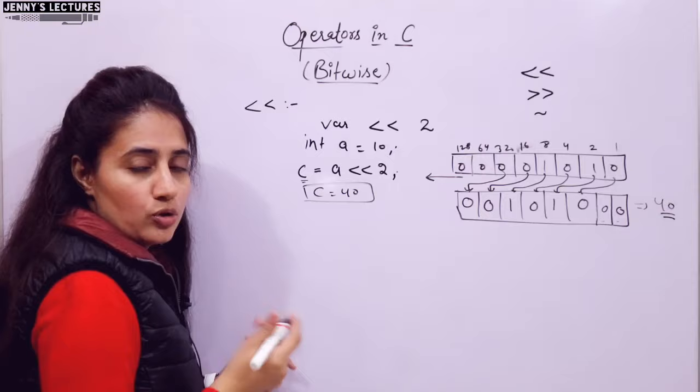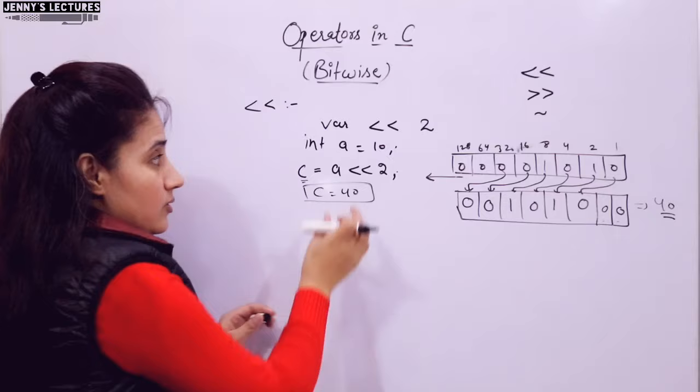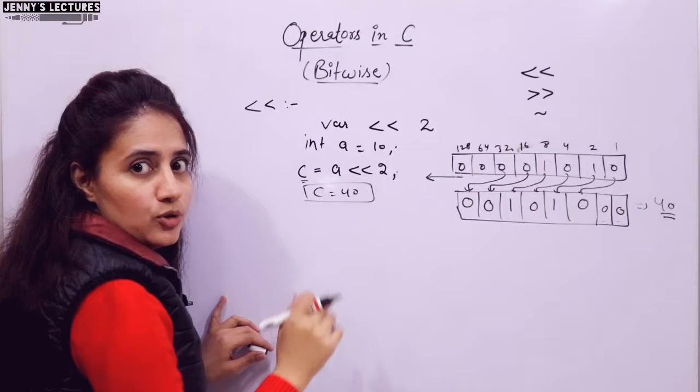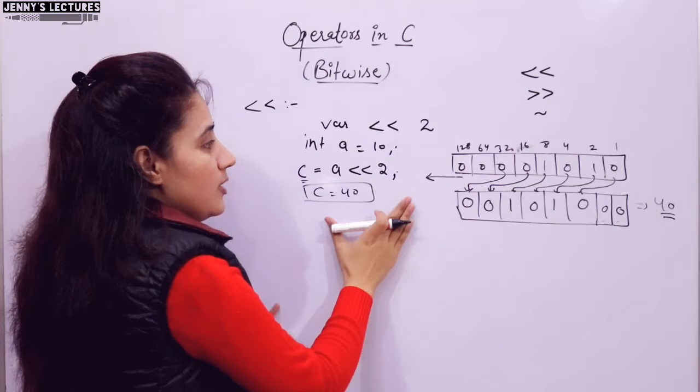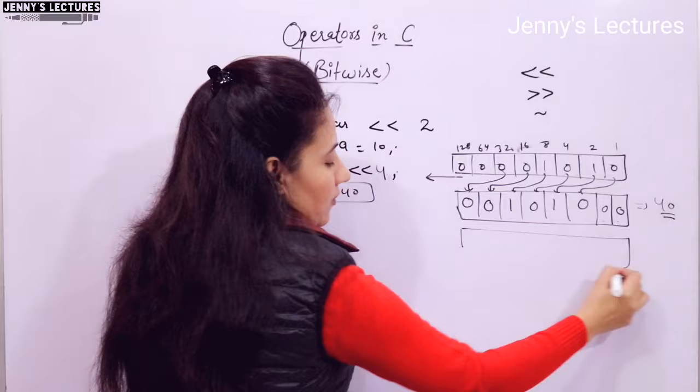And if you print a also, a has also been updated and that is also 40. Or you can tell me if I am wrong. Just write a simple program, take a variable, left shift it, and print both c and a. What output you get, you can tell me in the comment box. So this is the functioning of the left shift operator. I hope you got it. Suppose I shift this one by 4: a left shift 4. Now what will you get? 4 bits would be shifted to the left.